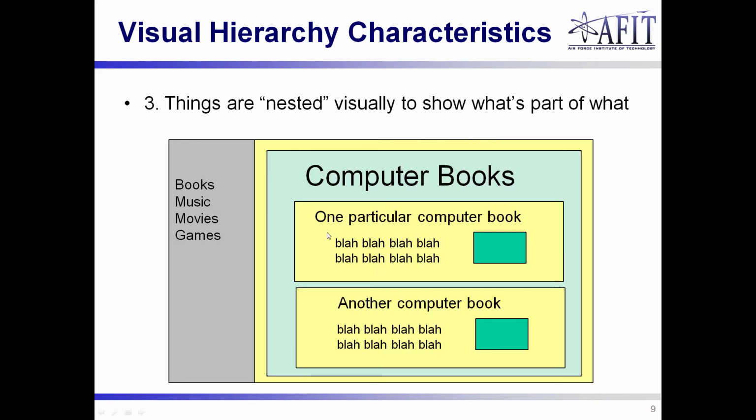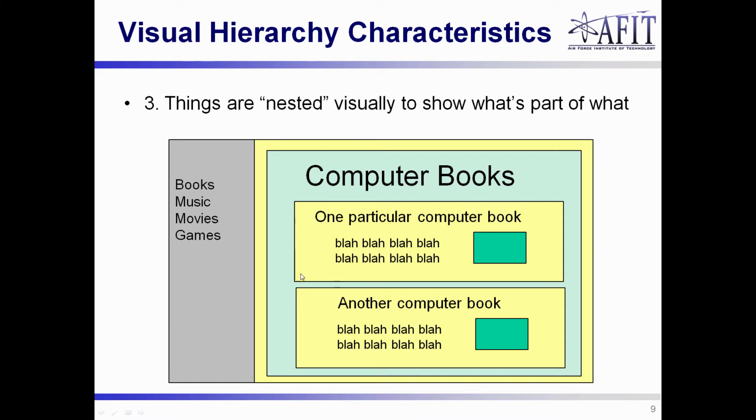And finally, things are nested visually to show what is part of what. So ignore the color on these, but you can see here that I've got this title, computer books, and these two items are visually nested inside this bigger block. So we know that both of these items belong to computer books. If I were to then have another one of these blue boxes down below and it was titled recipe books, then you would know that the items that are nested within it belong to that title.